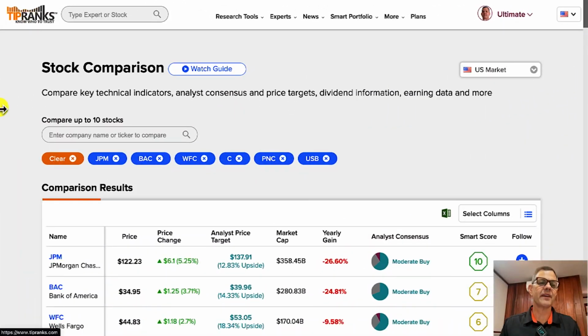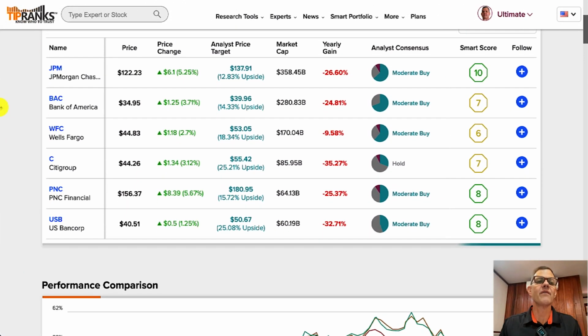We're now at Tipranks, and let's see what the analysts think of these stocks. First up, we've got JP Morgan, coming in with an analyst price target of $137.91, 12.83% of upside, and then we can see their consensus here. Everybody is a moderate buy, except we've got a hold on Citigroup. We've got Bank of America, 14.3% of upside, Wells Fargo, 18% of upside, Citigroup, 25% of upside, PNC, 15.7% of upside, and then we've got US Bank at 25% of upside.